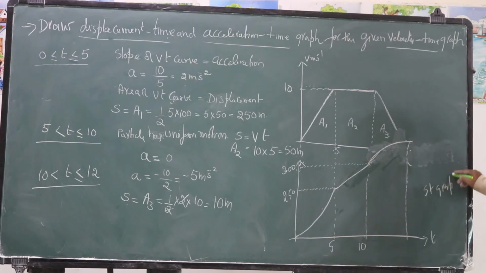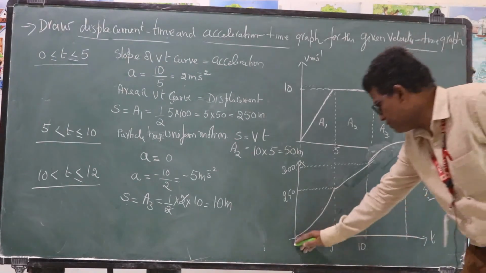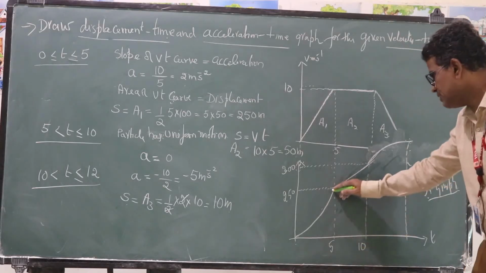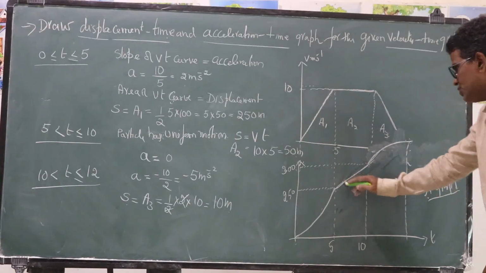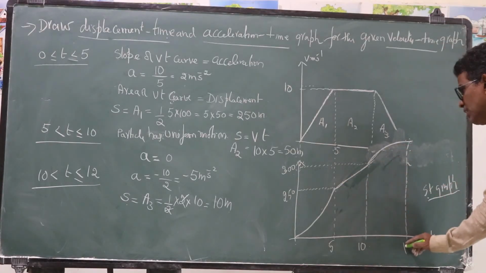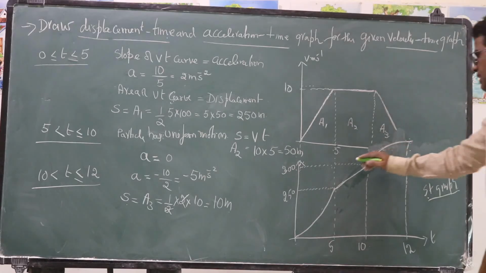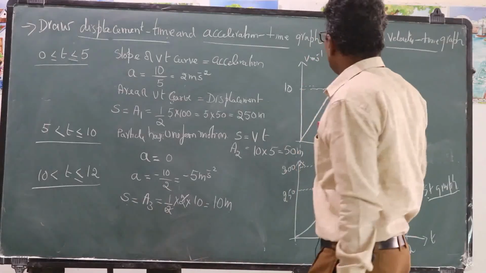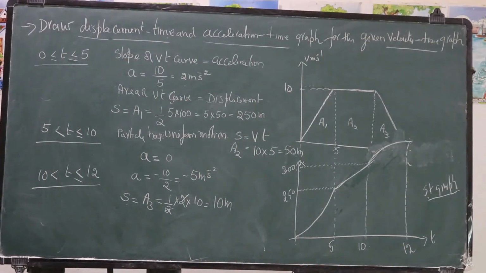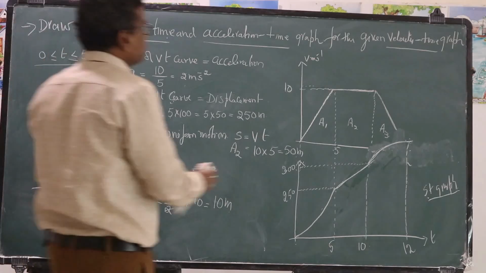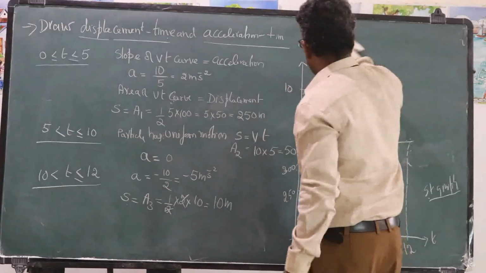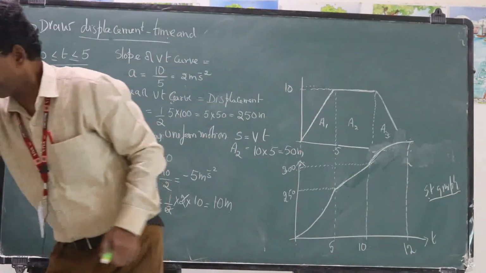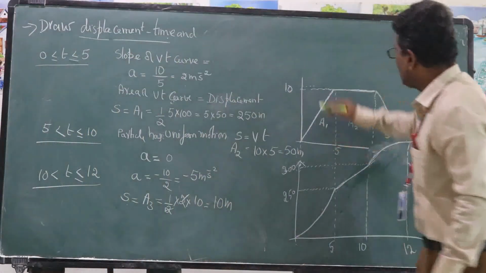What is this? The s-t graph. 0 to 5, parabola, increasing slope; 5 to 10, straight line, uniform motion; 10 to 12, decelerated motion, parabola with decreasing slope. One more graph is there. What is that? The acceleration-time graph. I will draw here only. I will continue this graph.